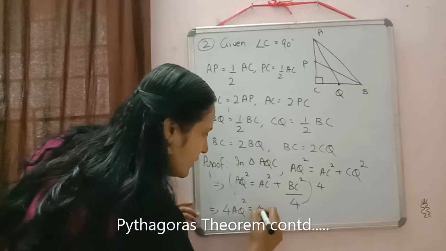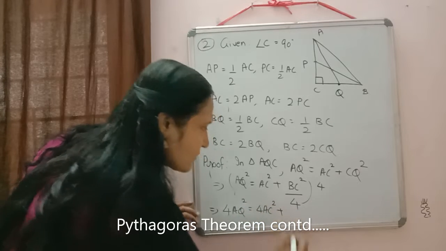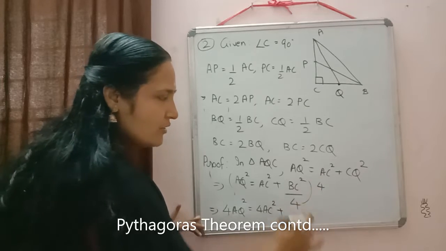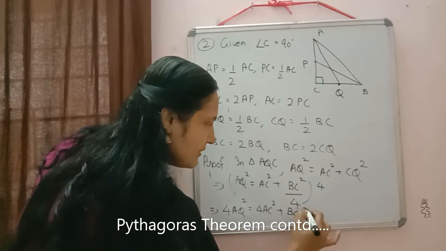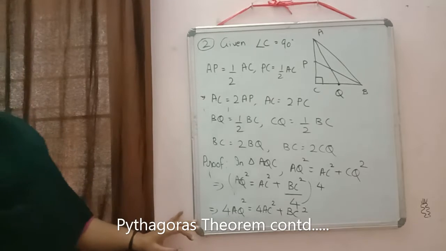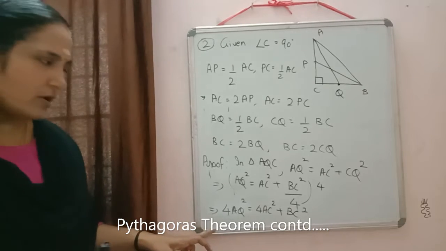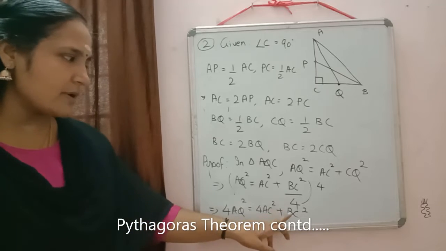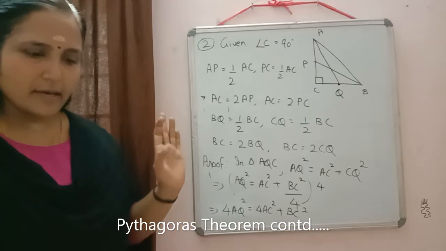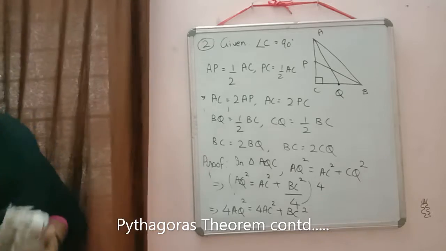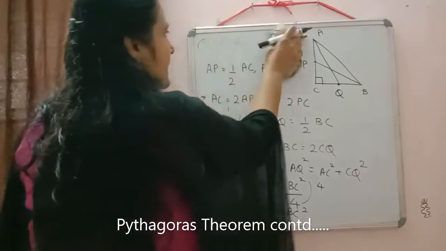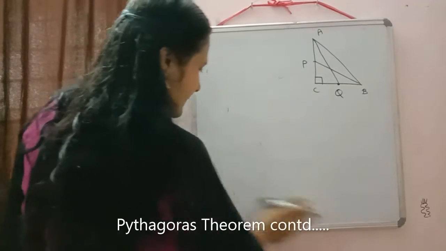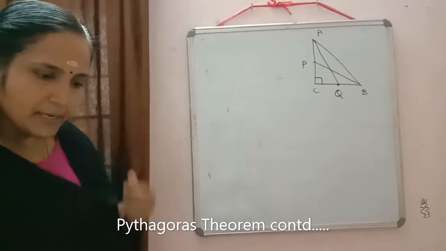4AQ square is equal to 4AC square plus BC square by 4 multiplied by 4. So 4 and 4 will get cancelled. We will get it is equal to BC square. So our first proof we got: 4AQ square is equal to 4AC square plus BC square. So the first part is over. Now we will check how we will do the second one. In the second one, what do we need? Yes, in the second one we need the side BP.